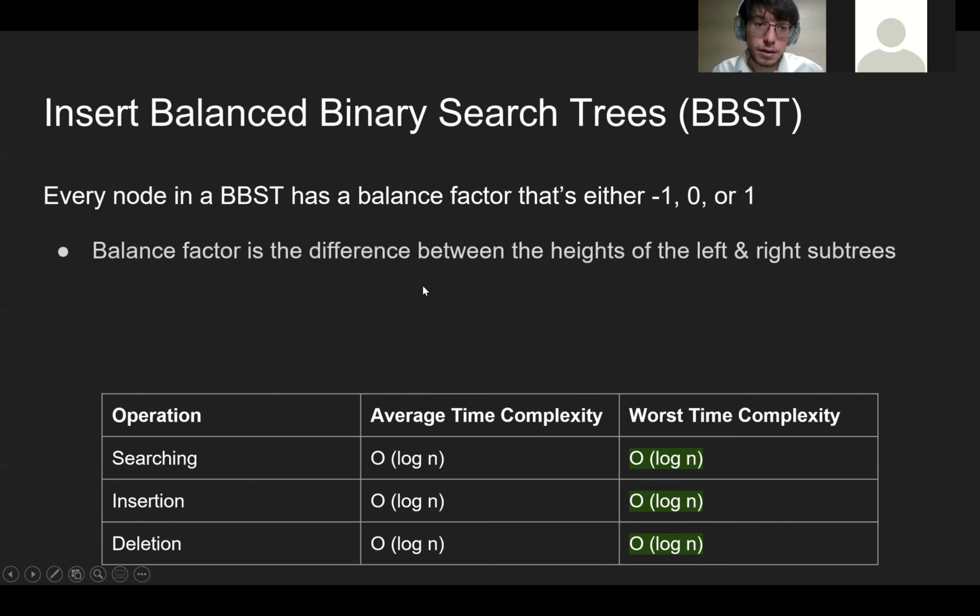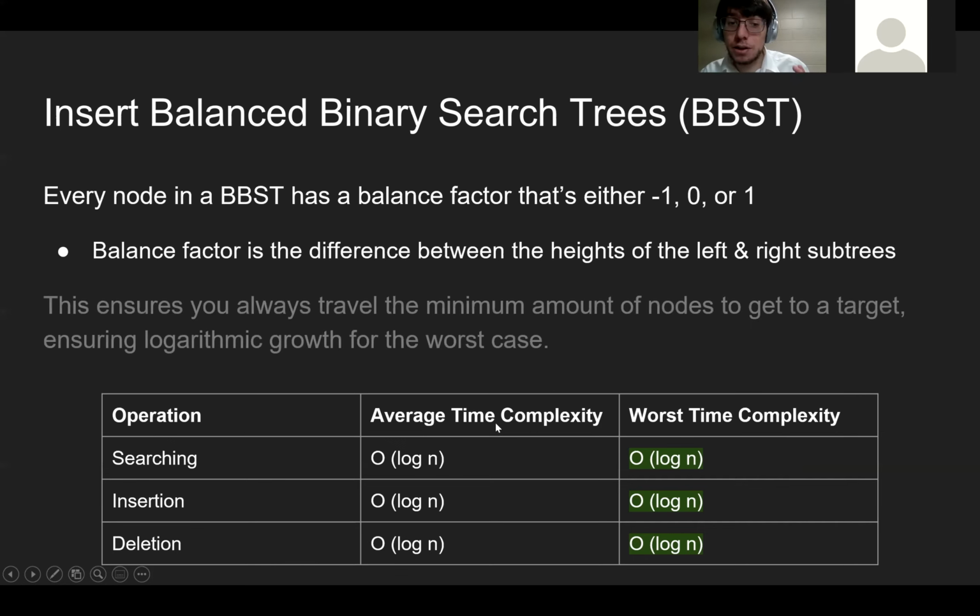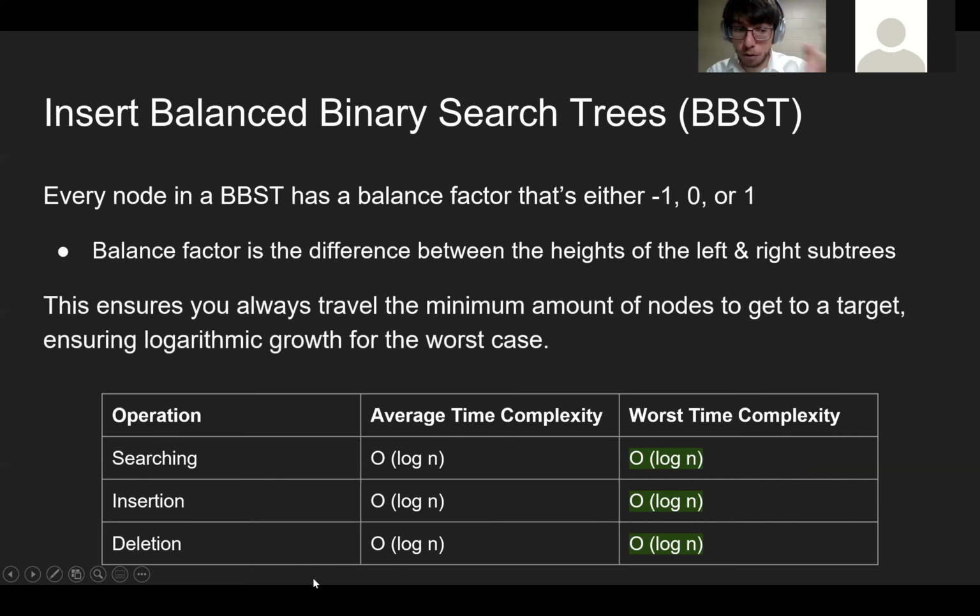So balance factor again is height of left minus height of right. And if that's -1, 0, or 1 for every node in the tree, it's balanced, and we can guarantee that not only is the average time complexity for all three of these operations log n, but the worst case is also log n.